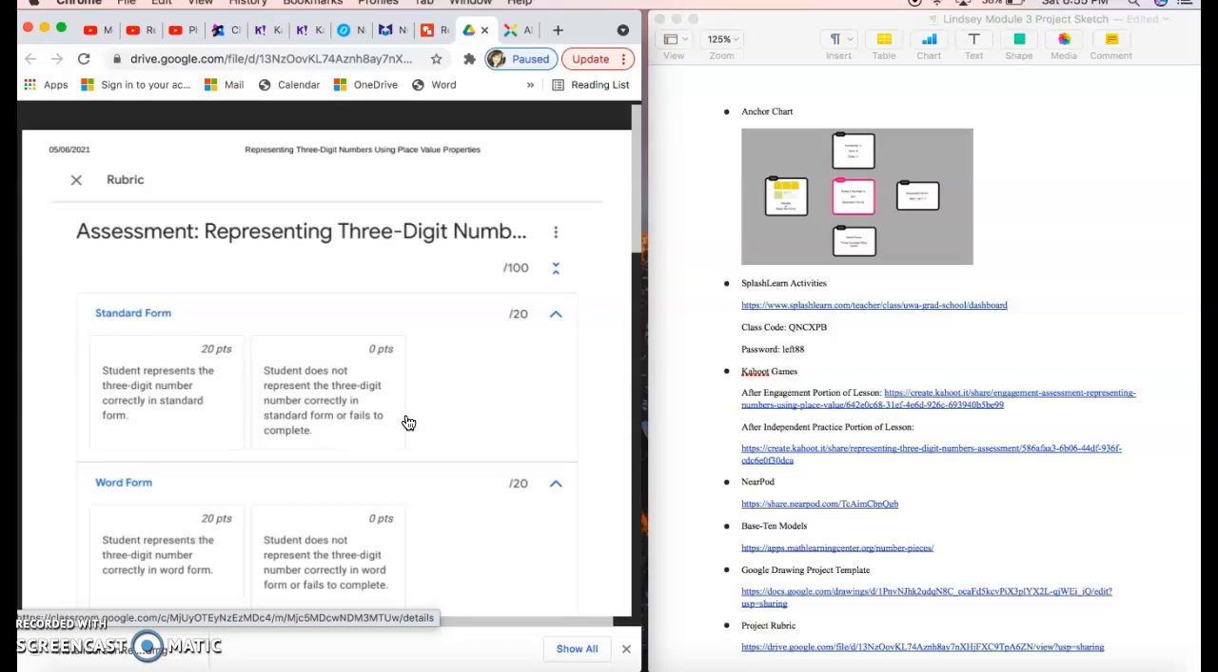So this is my plan for my Module 3 project on 3-digit place value.